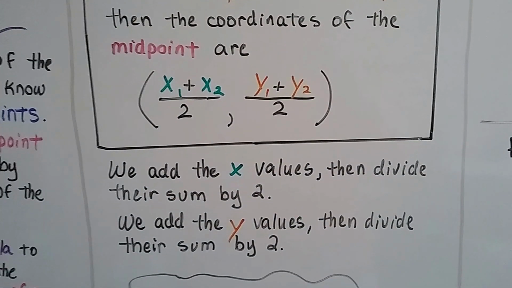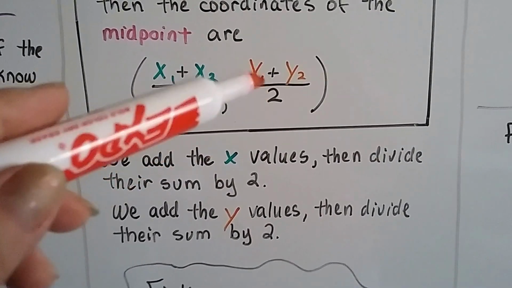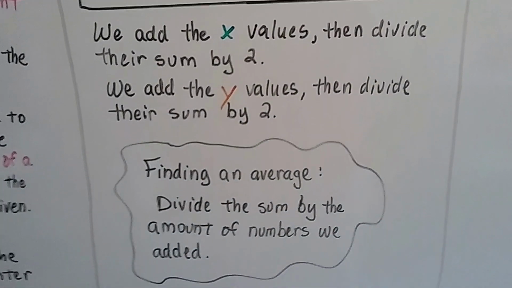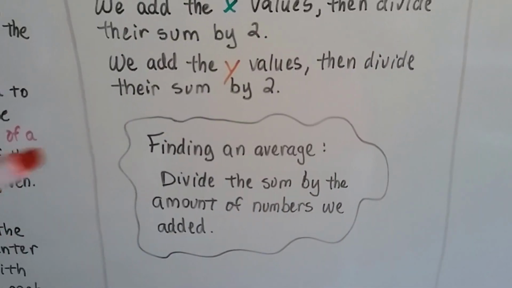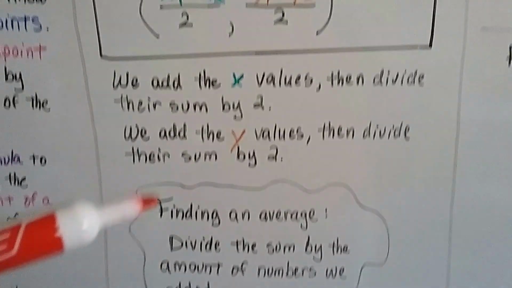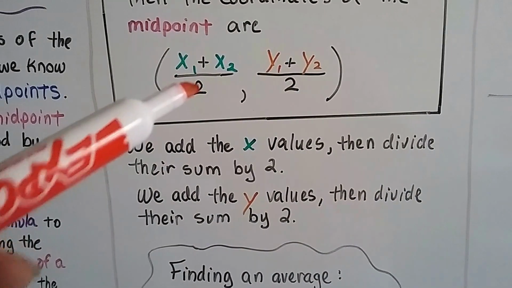We add the x values and divide that by 2. We add the y values and divide that by 2. Because finding an average, you divide the sum by the amount of numbers that we added. And we're adding 2 numbers, so we're going to divide it by 2.